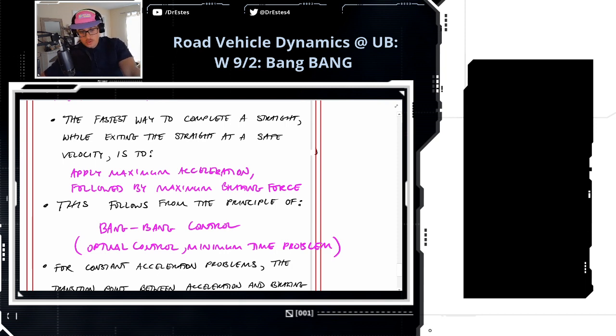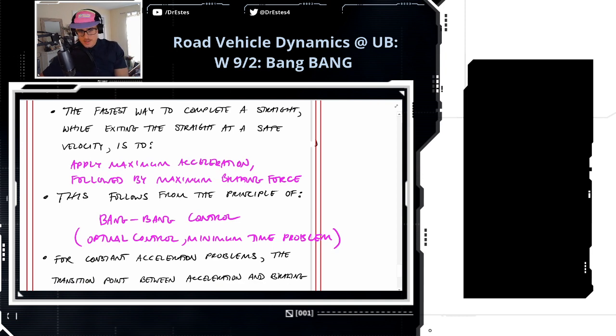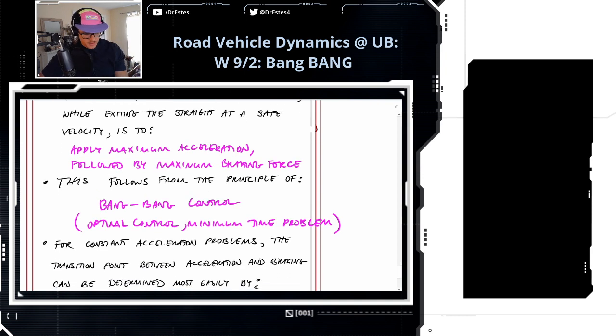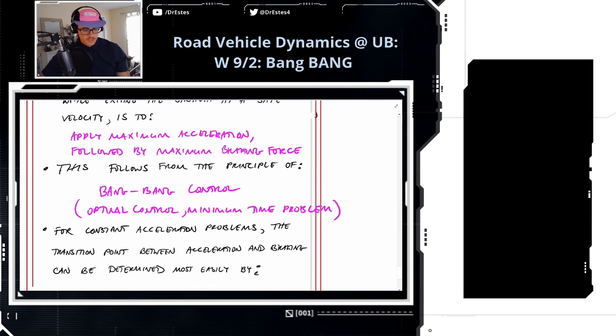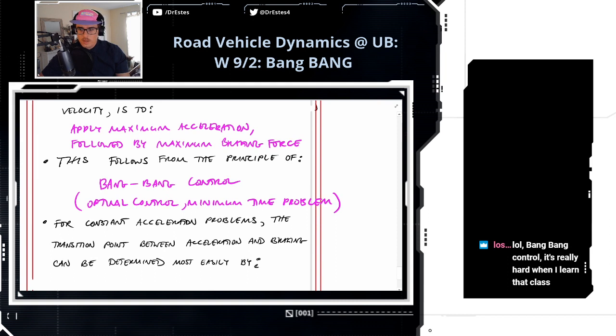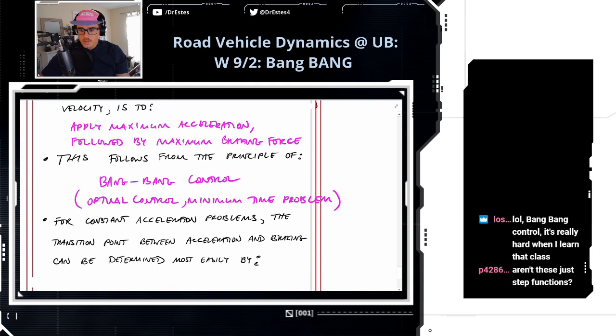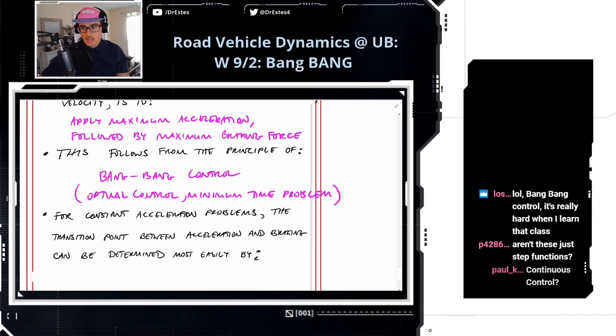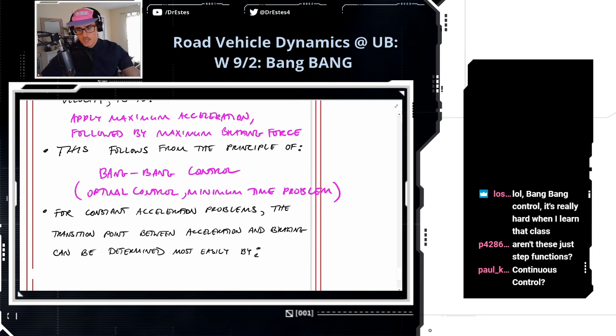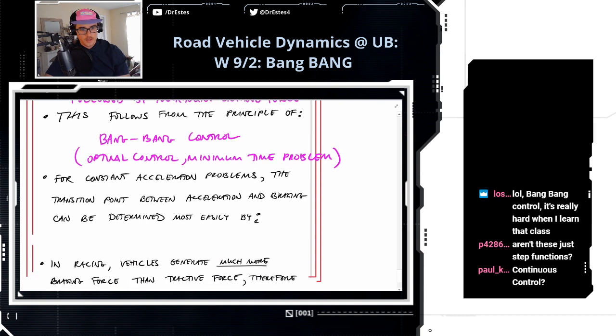You can take optimal control at UB, by the way. Dr. Singh teaches that. I think that's going on this semester. Maybe you can sneak into one of those meetings. That's where I learned about bang-bang control, because I went to graduate school at UB. It's really hard when I learned that class. Aren't these just step functions? Yeah, you can parameterize this with a step function or a Heaviside function. Continuous control systems, Paul, I don't know if they'll touch on bang-bang control and continuous controls. But if you take optimal control, that's a graduate course, you'll learn about it, you'll love it.